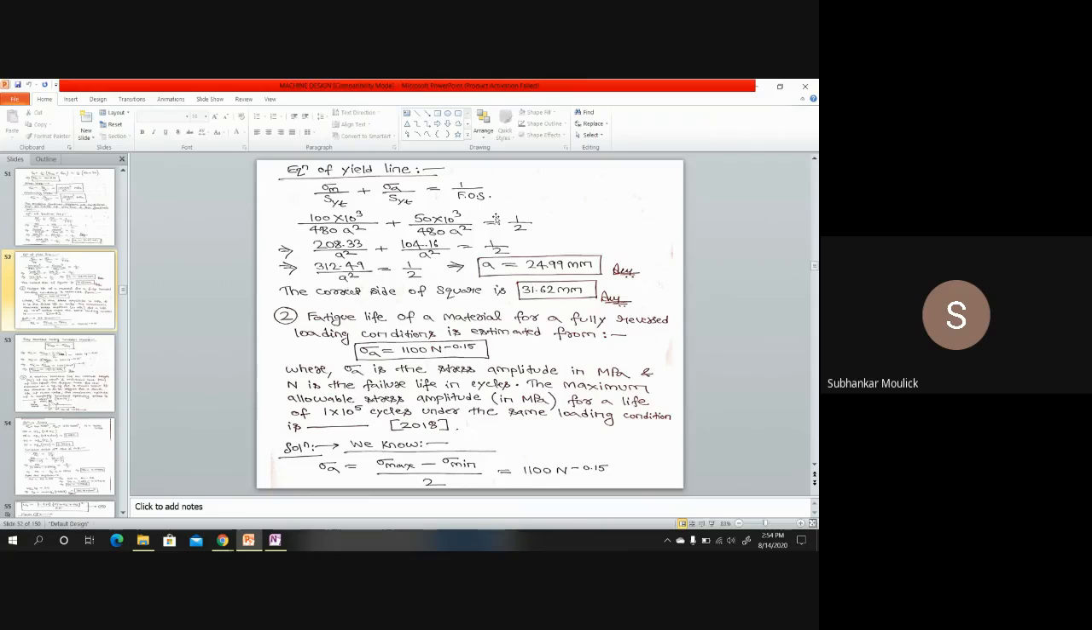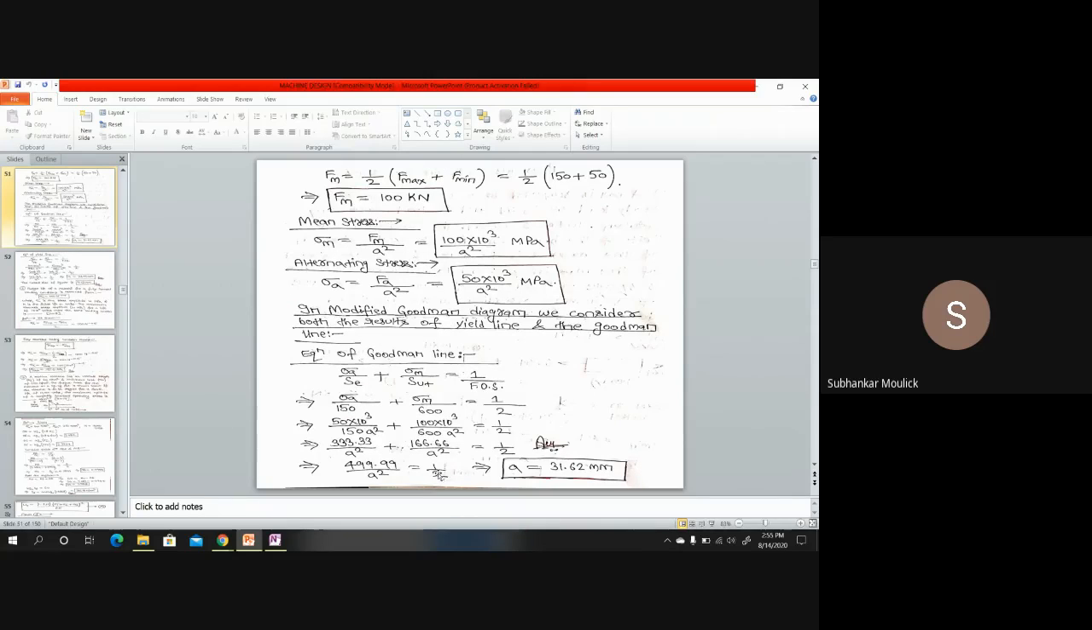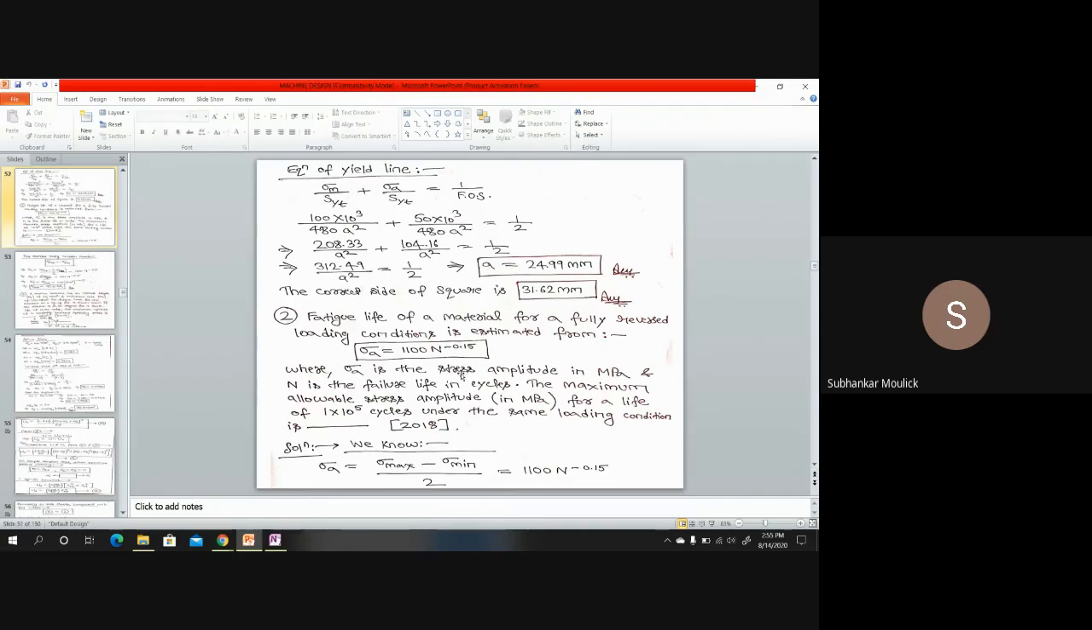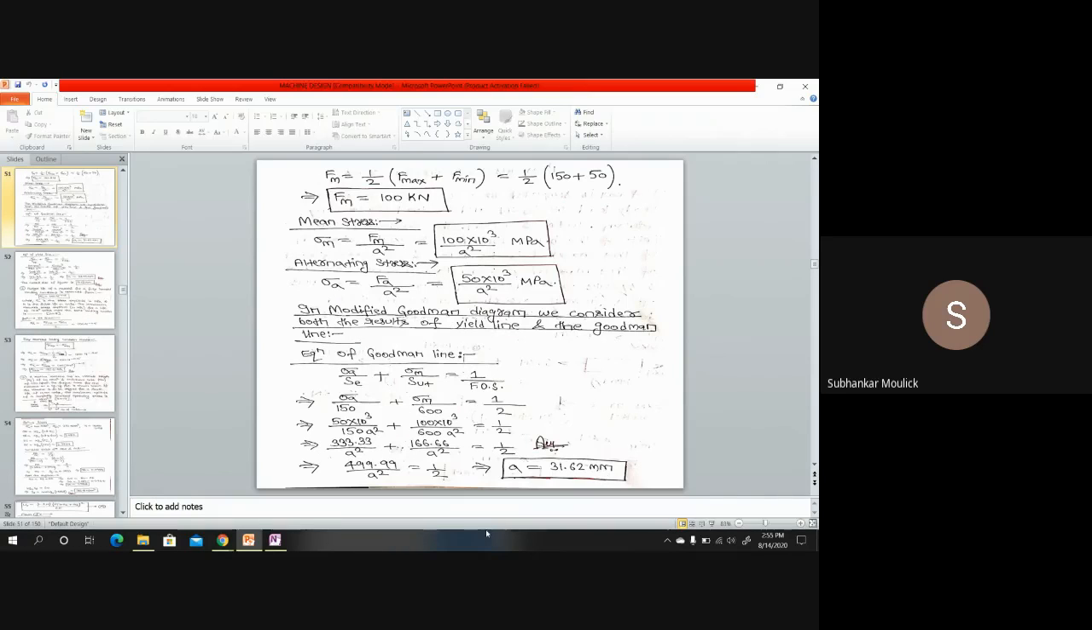So, out of these two values, from the yield line equation A equal to 24.99 mm, and from the Goodman line equation A equal to 31.62 mm, what will be the bar cross-sectional area? The bar cross-sectional area is the biggest of the two values, because if the design is safe for the bigger value, automatically it will be safe for the smaller value. So the correct answer is 31.62 mm.